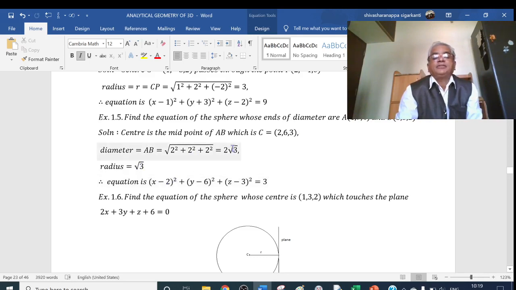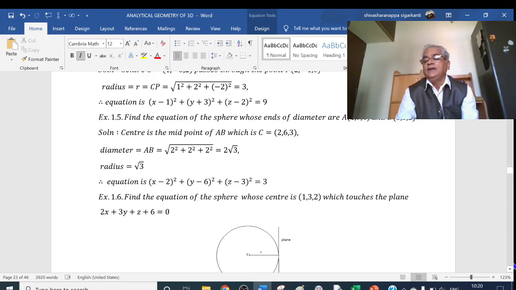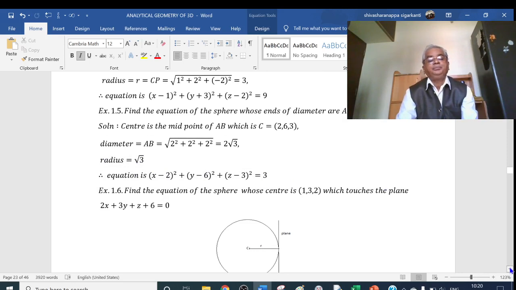(x minus alpha) squared, (x minus 2) squared, plus (y minus beta) squared, (y minus 6) squared, plus (z minus gamma) squared, (z minus 3) squared, is equal to r squared. r equal to root 3, r squared equal to 3. This is the required equation.